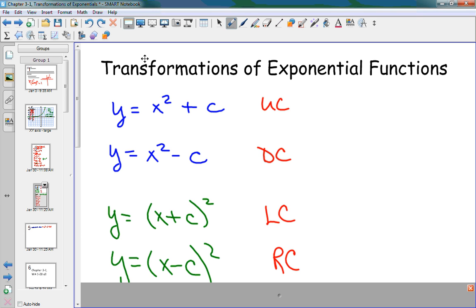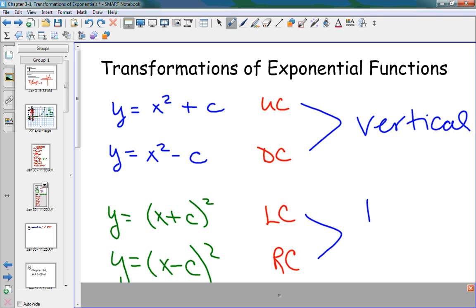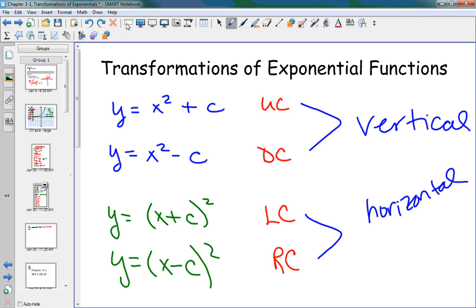Now, here's what you need to understand. This is your vertical, meaning it's tacked on at the end. This is inside the function, and this is that horizontal shift. Okay? The important thing that you need to understand here is that these are going to be transformations, up, down, left, right shifts. That same thing has to apply to our exponential function.